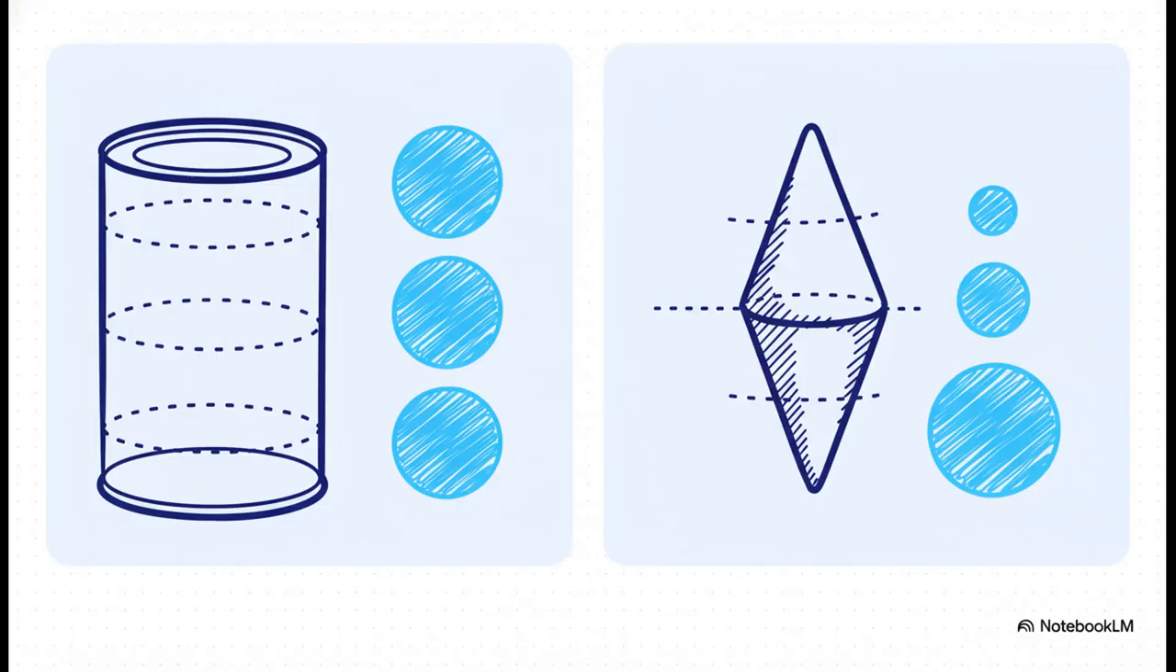So let's go back to our cylinder. If you slice it horizontally, it doesn't matter where you cut, the cross-section is always the exact same circle. Its area is constant. But now look at a cone. Every horizontal slice is still a circle, but its area is constantly changing, right? It gets smaller and smaller as you move up toward the tip, and that difference is crucial.